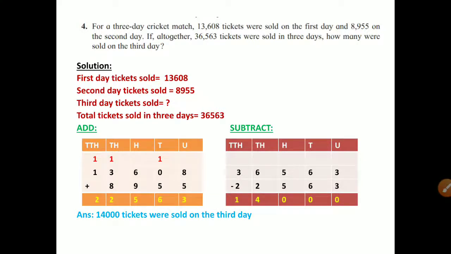Subtract this number. 3 minus 3, 0. 6 minus 6, 0. 5 minus 5, 0. 6 minus 2, 4. 3 minus 2, 1. So the answer is 14,000. 14,000 tickets were sold on the third day.